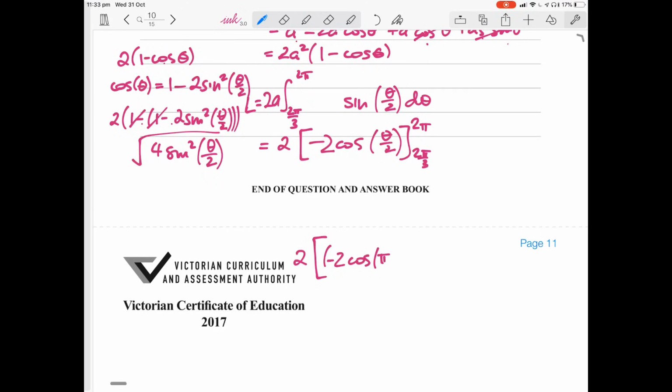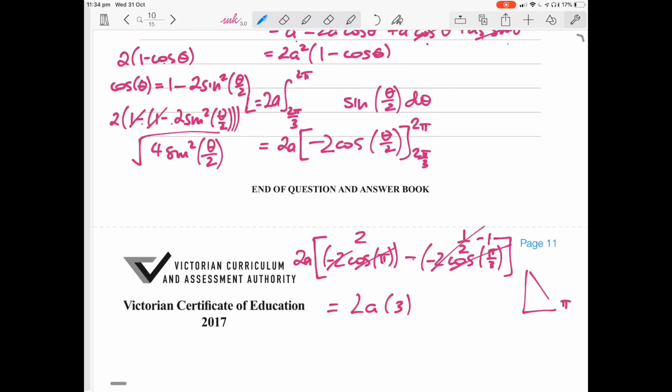So it's going to be pi, minus 2 cos pi on 3. There's an a there as well, I think. Yeah, a. Okay, cos of pi is negative 1, so that's going to give me 2. And then here, cos of pi on 3 is a half. Negative 2 times a half is negative 1, plus 1, so I'm going to get 2 plus 1, which is 3. So I get 2a times 3, which is 6a units.